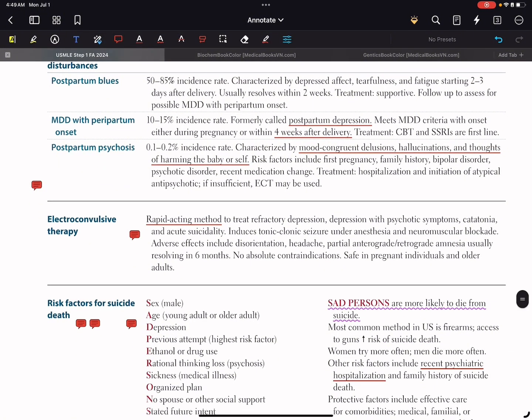It is used for depression with psychotic symptoms, catatonia, and acute suicidality. It induces tonic seizures under general anesthesia and neuromuscular blockade. Adverse effects include disorientation, headache, and partial anterograde amnesia, usually resolving in 6 months. There are no absolute contraindications, and it is safe in pregnant individuals and older adults.